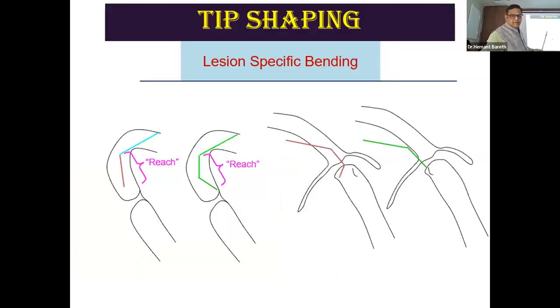Okay, so you see, it depends on what part you have to reach. So this is the reach. If the bend is like this, and you have to enter into a side branch or something like that, then if you make only one bend, you are unable to enter the side branch, because you have to have one bend for the lesion and one bend for the side branch. But if you make two bends, then you may be able to enter into a side branch.